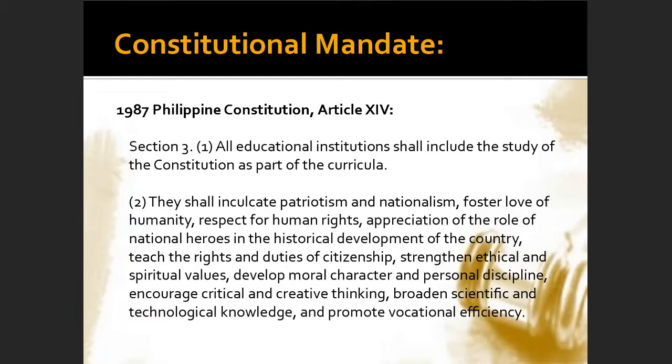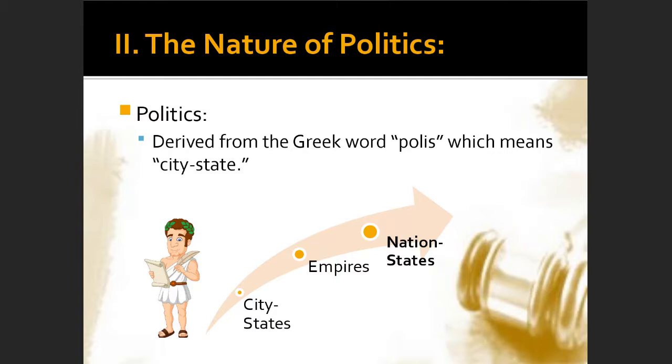Okay? And now let us go to the nature of politics. The name politics came from the Greek word polis, which means city-state. Now, the city-state is a divided state within a bigger state. This was during the time of the Greeks, when Greece was not yet Greece, when it was divided, like in barangays, with a different government for each state. For example, you have Athens, Sparta, Miletus. All of these are city-states.